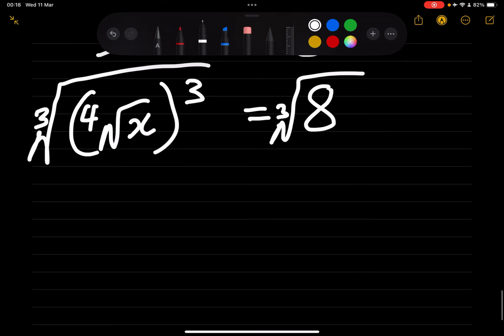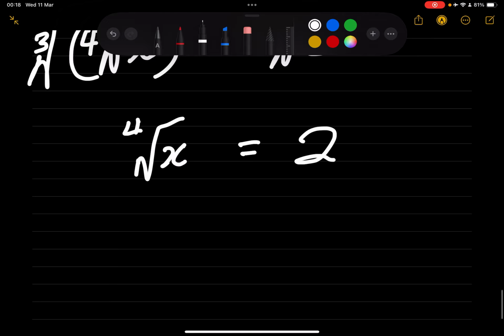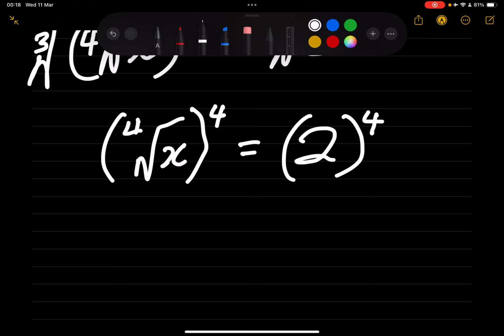Okay, and then we're left with 4 square root x is equals to 2. And then we need to put everything to the power of 4. Then x is equals to 16.